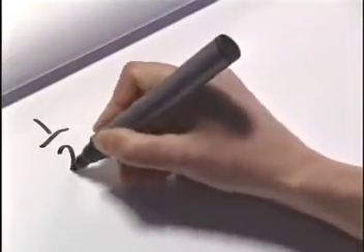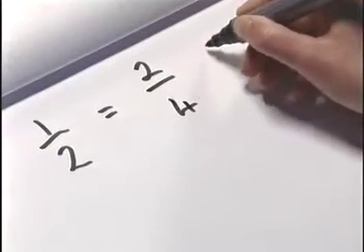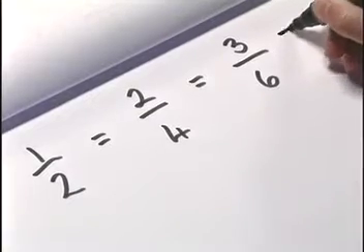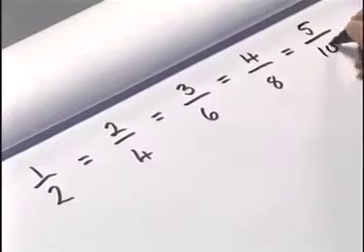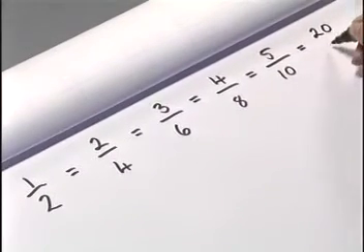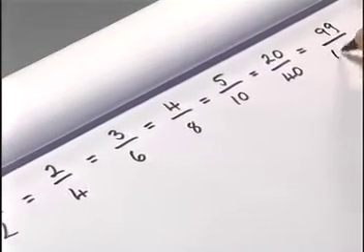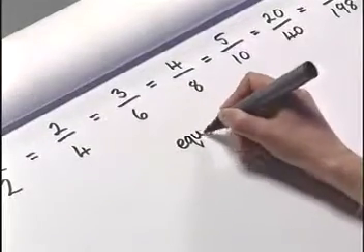Let's look more closely at our fraction 1/2. Now, we've already seen that 1/2 is exactly the same as 2/4, and it's exactly the same as 3/6. Well, it's also the same as 4/8, 5/10, 20/40, 99/198, and so on. We could go on. And what we have here is actually equivalent fractions.